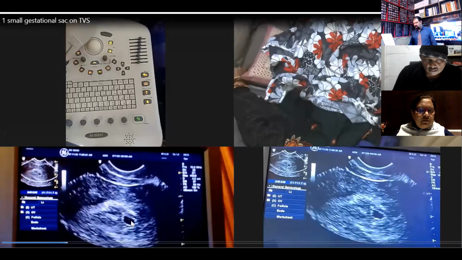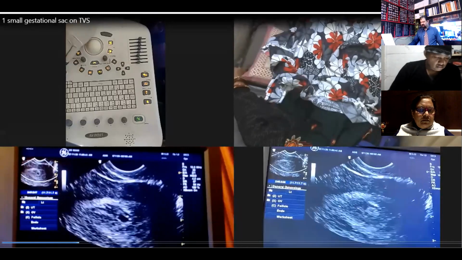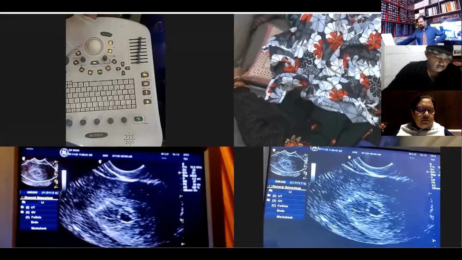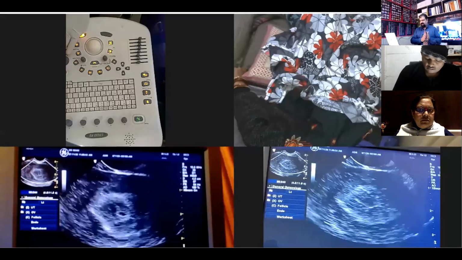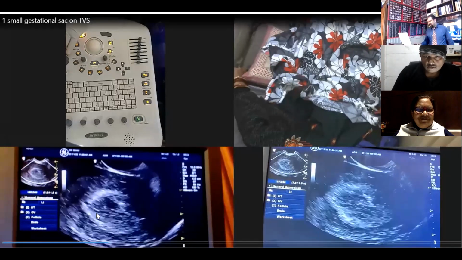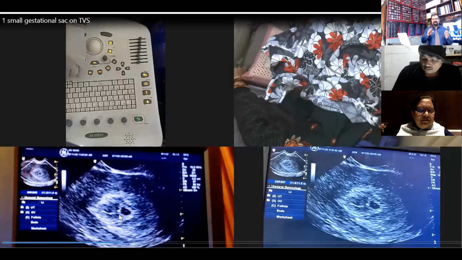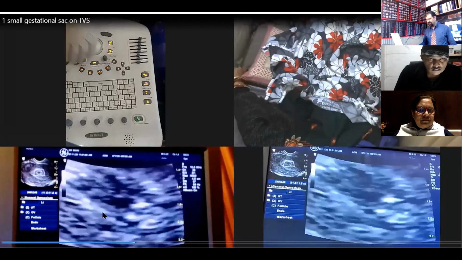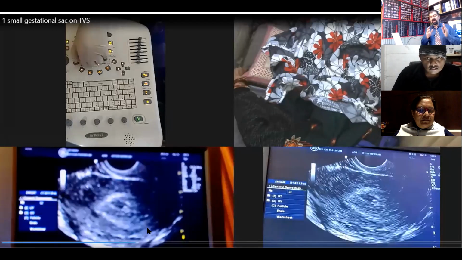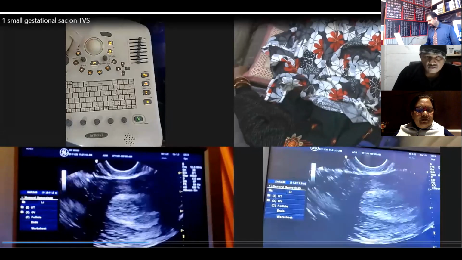This is a very, very small gestational sac. This is picked up only on TVS. On TAS, it can be easily missed. So this is the case of very early pregnancy. Please control your background noise. And this is the gestational sac. Why is this a gestational sac? Because there are decidual reactions. This is the decidual reaction. Decidual reactions will be hyperechoic. So this was the first case.